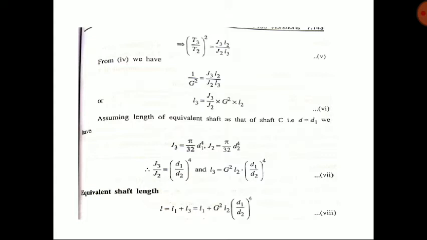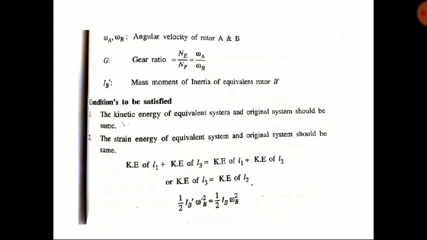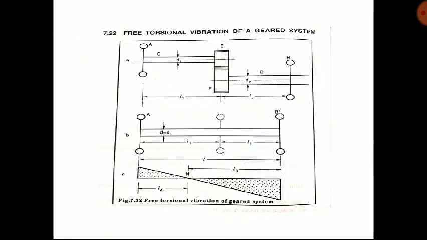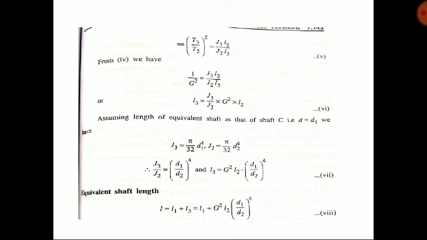Clear? Means J3 by J2 you can substitute D1 by D2 raised to 4. Why are we taking J3 equal to pi D1 raised to 4 by 32? Because you have assumed the equivalent shaft as 3, which always corresponds to the equivalent length. Means L3 corresponds to the equivalent shaft. So instead of the equivalent length, we have taken the equivalent diameter of the shaft as D1. That is why we are taking J3 equal to pi D1 raised to 4 by 32. And what is J2? It is the original diameter, the original shaft. So pi D2 raised to 4 by 32.